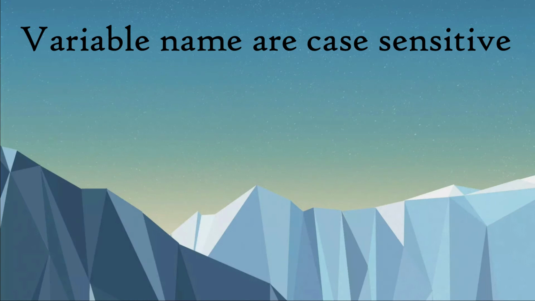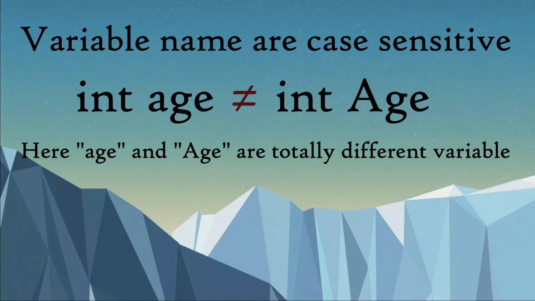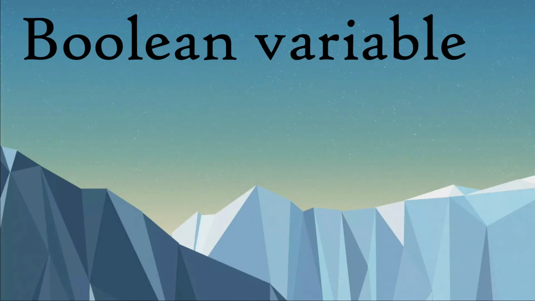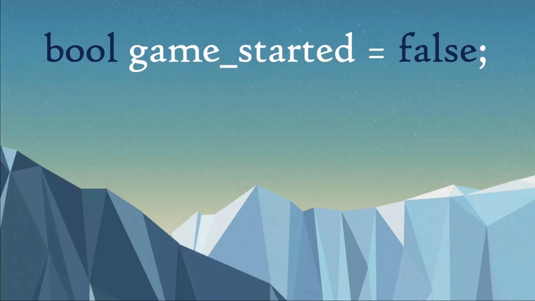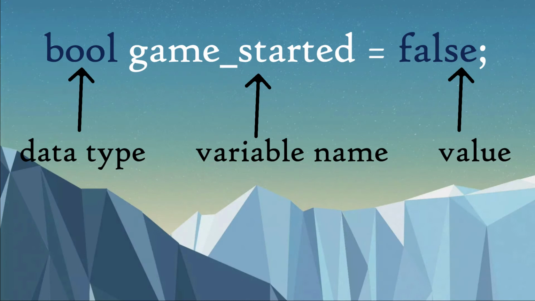Now the next key point is that variable names are case sensitive. That means the variable name age and Age with a capital letter A are different. We will also use the Boolean variable. That is bool. It stores only two values, either true or false. For example, bool gameStarted = false. Here the name of the variable is gameStarted, and it is of Boolean data type, having the value false in it.